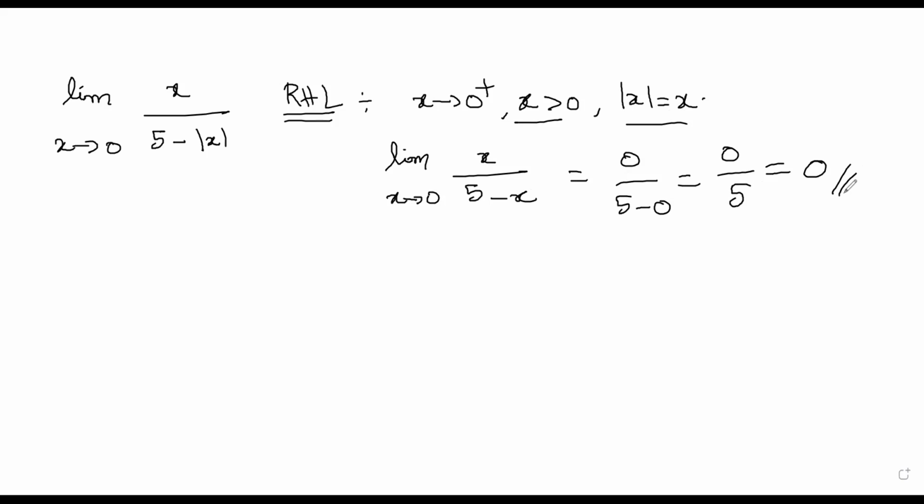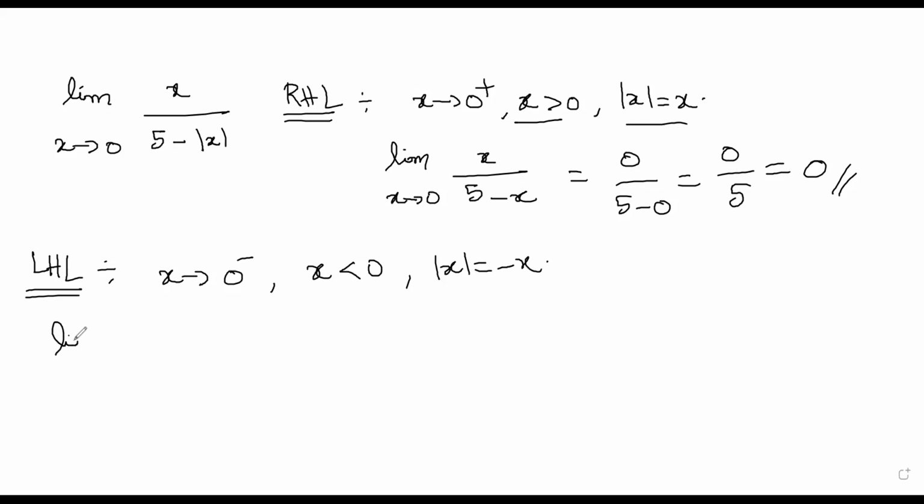Now LHL we have to solve. Left hand limit: x tends to 0 minus. This is how we have it, right? X is less than 0. In that case, mod x is equal to minus x. Now, what happens: limit x tends to 0 minus of x divided by 5 minus of minus x, since mod x is minus x when x is less than 0.